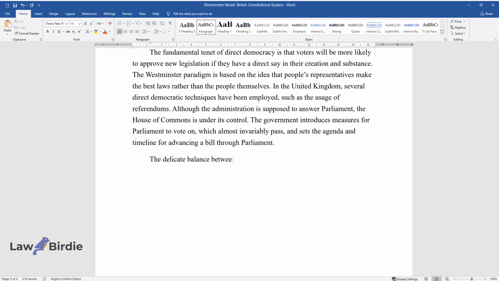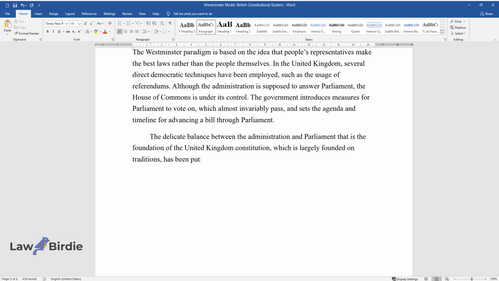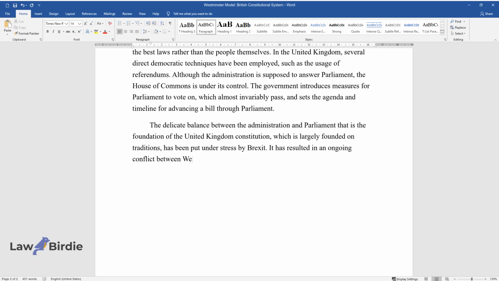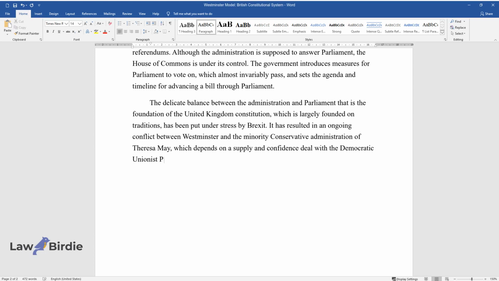The delicate balance between the administration and Parliament that is the foundation of the United Kingdom Constitution, which is largely founded on traditions, has been put under stress by Brexit. It has resulted in an ongoing conflict between Westminster and the minority Conservative administration of Theresa May, which depends on a supply and confidence deal with the Democratic Unionist Party.